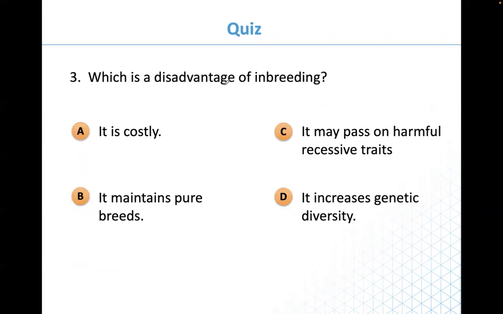So what is the advantage of inbreeding? Inbreeding is costly? No. It maintains pure breed? Yeah. What are the disadvantages? Okay, the disadvantage is it passes on harmful recessive traits. So this is the answer.